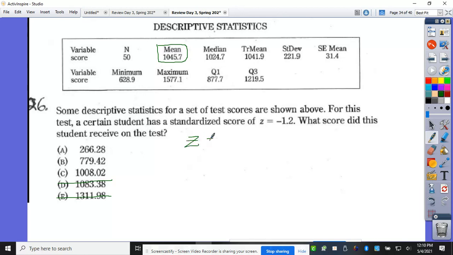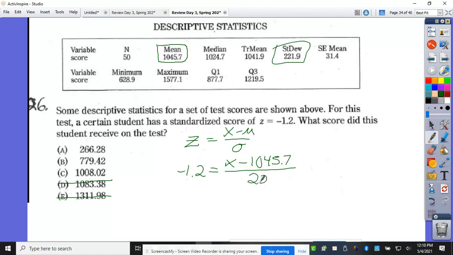My equation for z is x minus mu divided by sigma. My z is negative 1.2. My x is what I'm solving for. My mean is 1045.7. My standard deviation, 221.9. And then you're just doing math at that point.